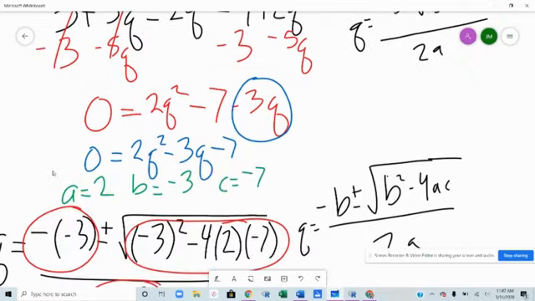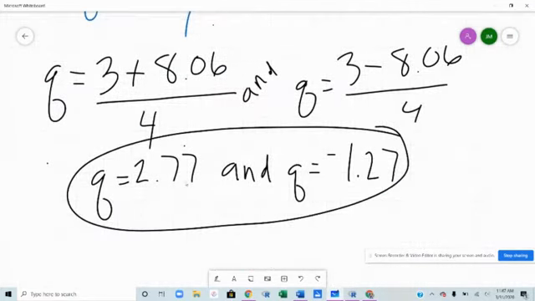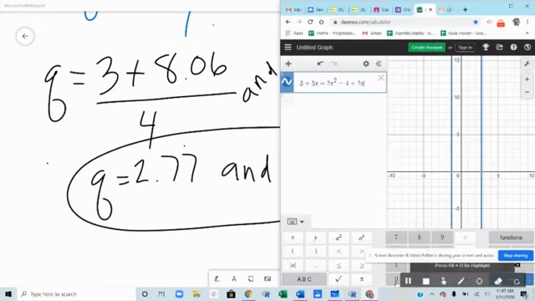And then we're going to come back so we can see our answers and make sure our answers match. So we had 2.77 and negative 1.27. If I round that up, that's negative 1.27. And if I look at this one, same thing. If I round it up, that is 2.77. So our answers are correct.